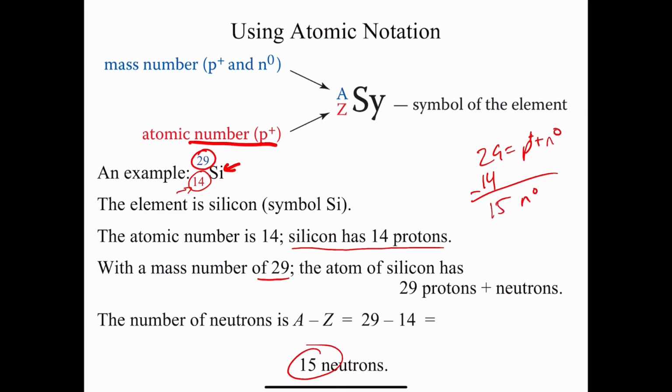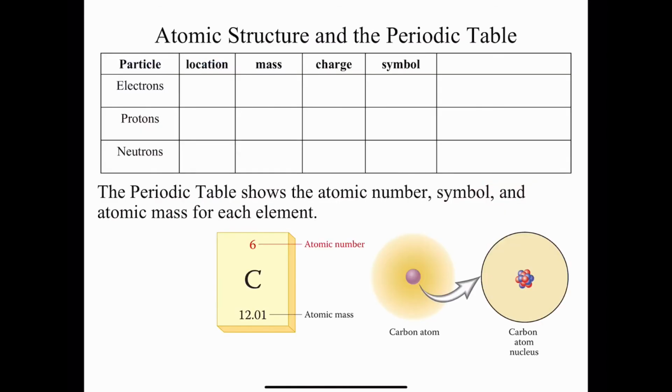So you could take the symbol for any element and figure out how many protons and how many neutrons there are based on the total or any of that information. So just kind of like a summary. Electrons, in terms of the location, they're outside the nucleus. The mass, they're very, very small. It's almost negligible. Their charge, they have -1, and the symbol is e-.